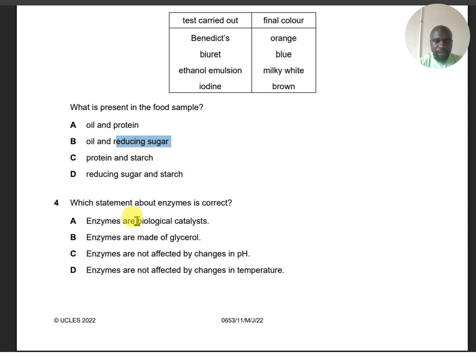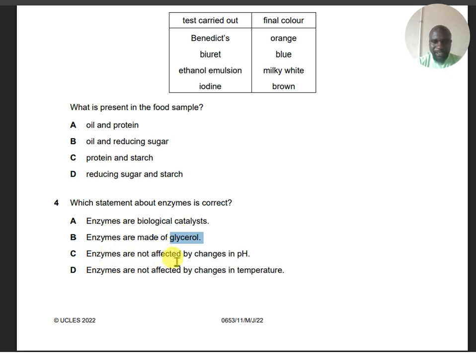Number four, enzymes are biological catalysts. Yes, this is true. Enzymes are made of glycerol. No, because all enzymes are what? Proteins, but not all proteins are enzymes. So all enzymes are proteins. You have to understand that.